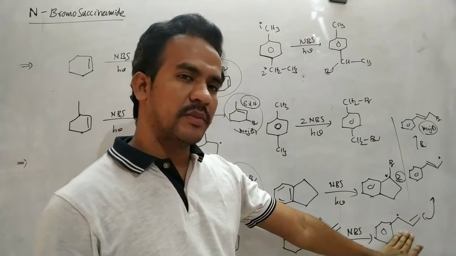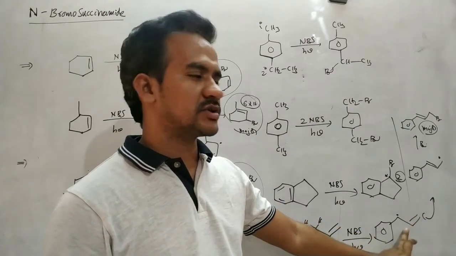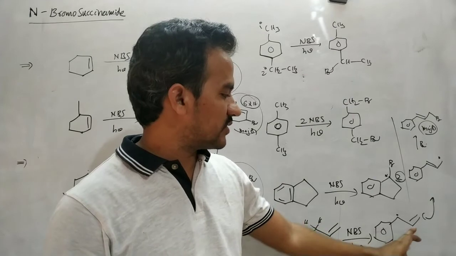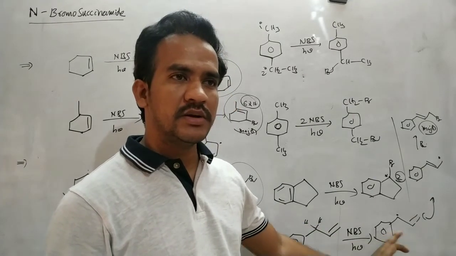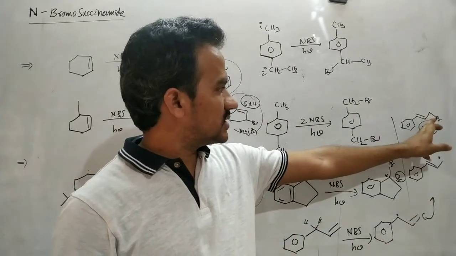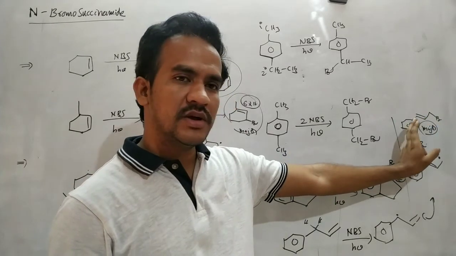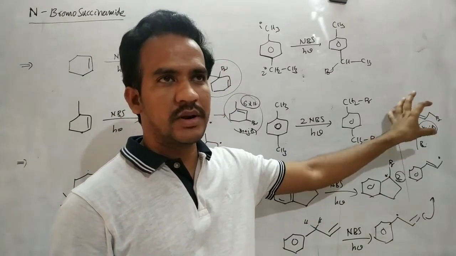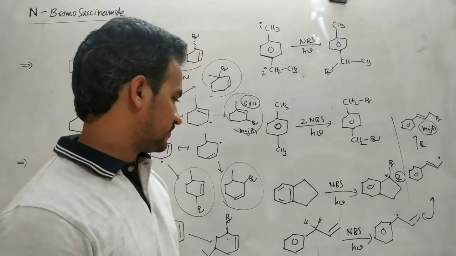The product formed from this one is a minor product, because in the product there is no conjugation between the benzene ring and the pi bond. But in this case, in the product there is a conjugation between the benzene and the pi bond. So it is thermally more stable. It is the major product.